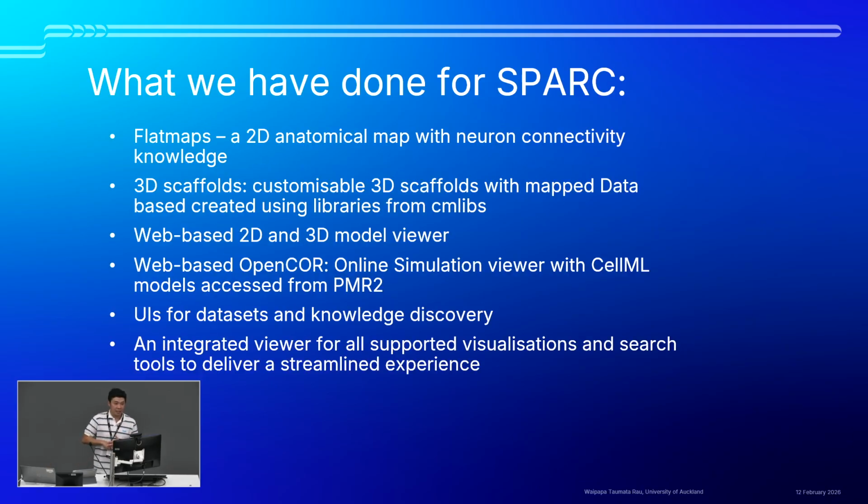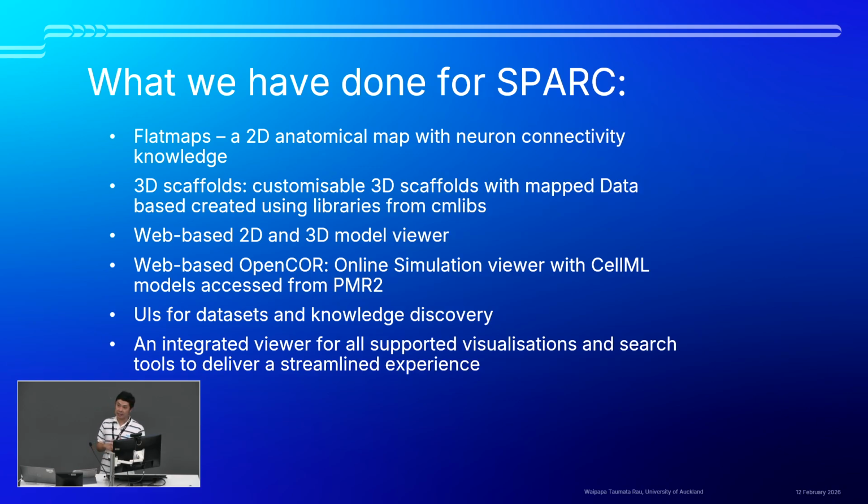So why did I say that? Because that is the background and the capability we have, and that helps us to achieve what we have done for SPARC. So first things, what we have done, we created these flat maps, so they are like a 2D map of the human body or any species, including rat or pig as well. So they are like Google Maps, but not of the streets or cities, but instead it's the human body or any species, really, that we have worked on.